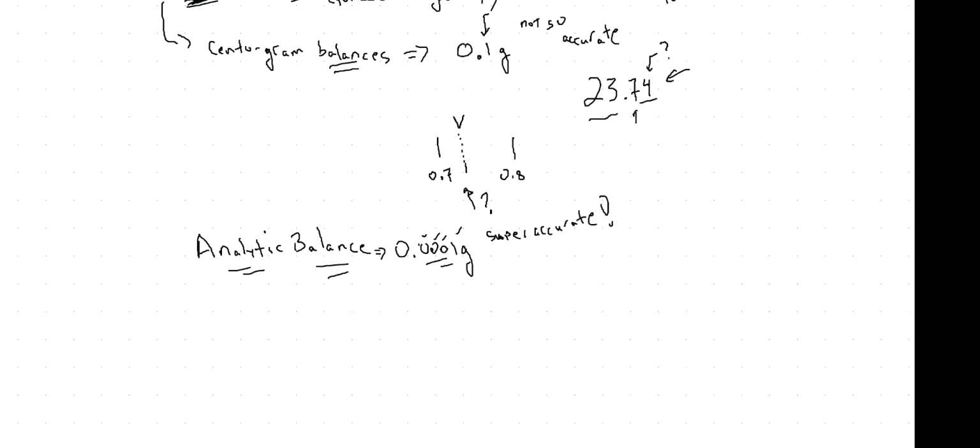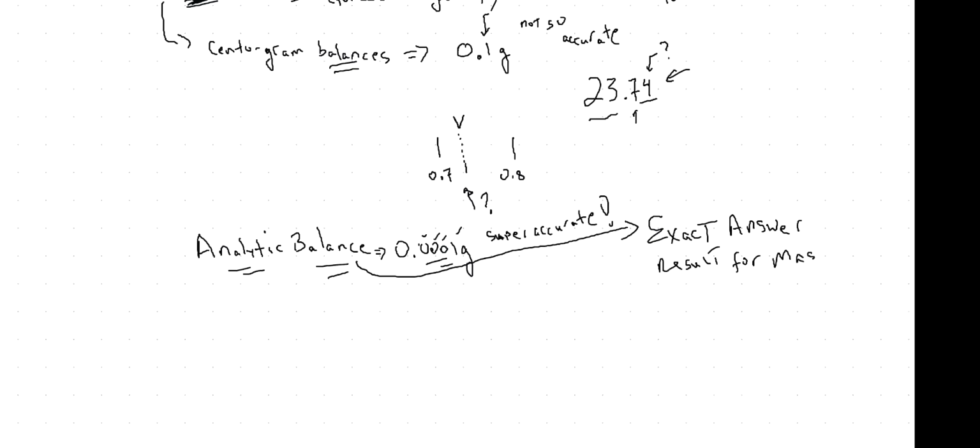So for everything we do, any measurement with the analytic balance, keep this in mind, we're going to take to be the exact answer. You'll see what I mean later: the exact answer or exact mass, the exact result or measurement for mass. So whatever we get on that analytic balance is going to be the exact answer. The centigram balance is not so accurate. So keep that in mind. All right, I'll come back to that in a couple minutes.